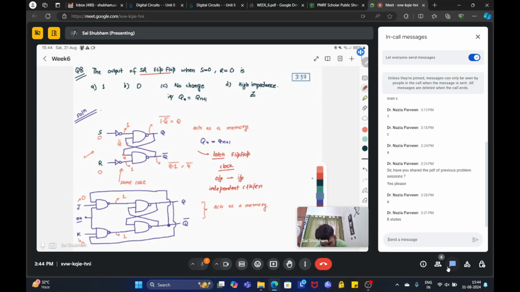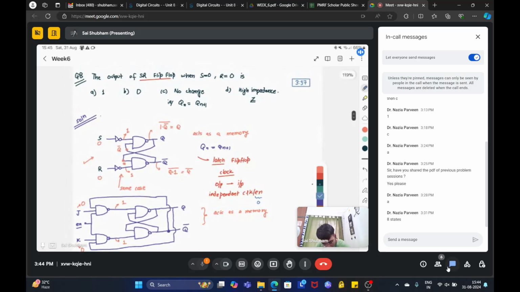By independent, I do not mean that when enable is off, then the output will change. What I'm trying to say is that the explanation will still remain the same. Since it is easy to explain using a latch, I have explained it that way. Okay. I will move on to the next question.